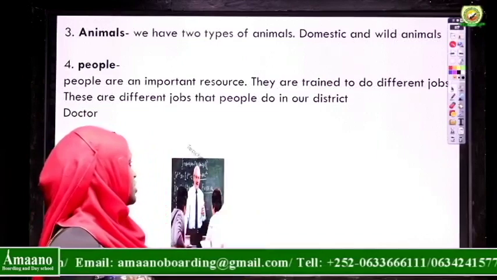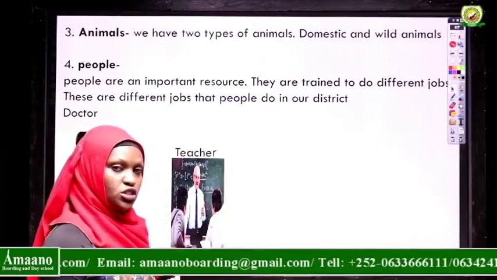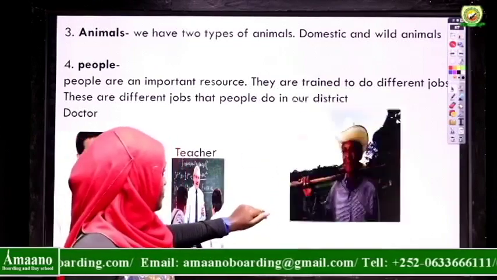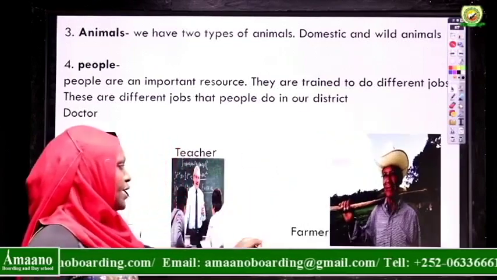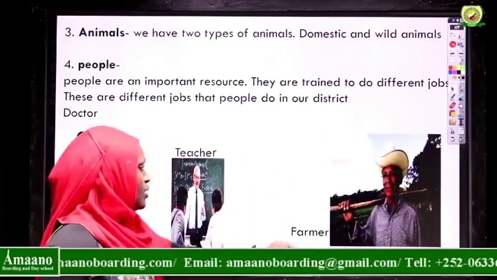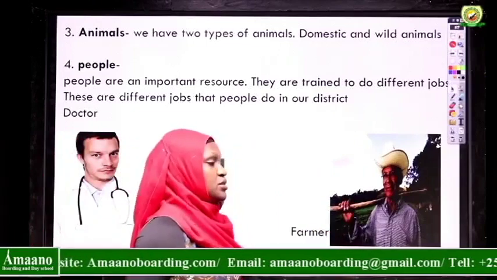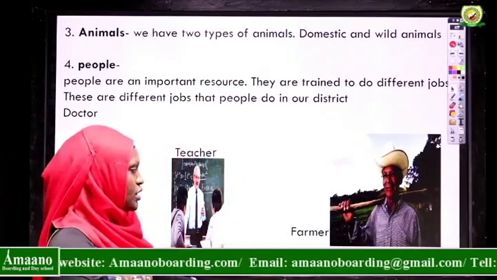And what is the work of the teacher? The work of the teacher is to teach the pupils at school. We have farmers. We have other people like farmers. What is the work of the farmer? The farmer works in the farm. The work of the farmer is to keep the animals and to grow the crops.